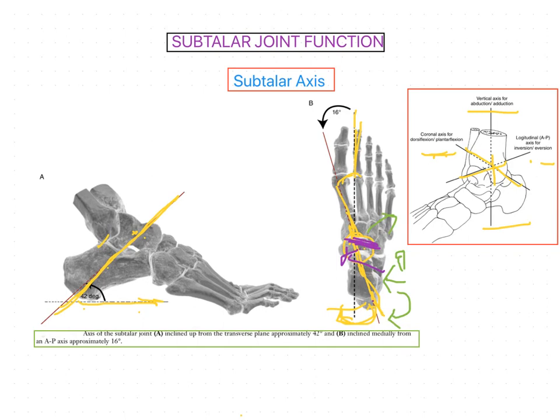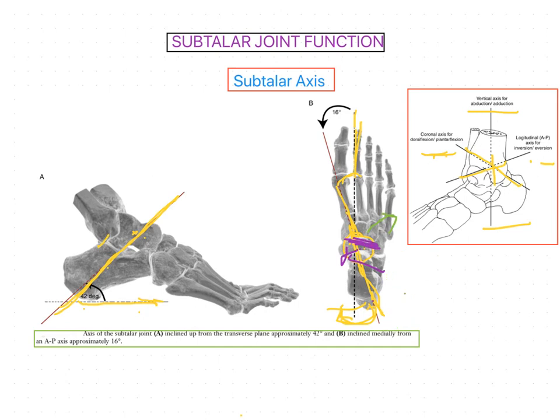The reverse takes place in pronation, that is calcaneal eversion, abduction and dorsiflexion. All these are the movements which take place in the subtalar joint. This is the basic thing that takes place. Now this is about the subtalar axis and how the movements are taking place.